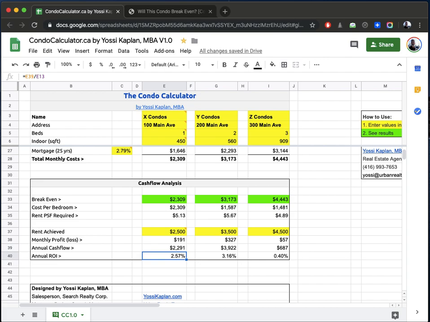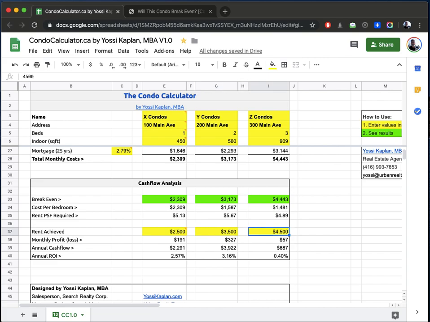Okay, in the example of the two bedroom, so again, I need to get $3,173 per bedroom, $1,587 or $5.67 a foot. These are all really the same variation. It's explaining this from various angles. And let's say I got $3,500 for the two bedroom. I'm making $327 a month or $3,922 a year at 3.16% cash on cash ROI. Again, that does not include capital appreciation, how much you gain in appreciation, and does not include how much capital you paid towards your mortgage. It's just for the rent.